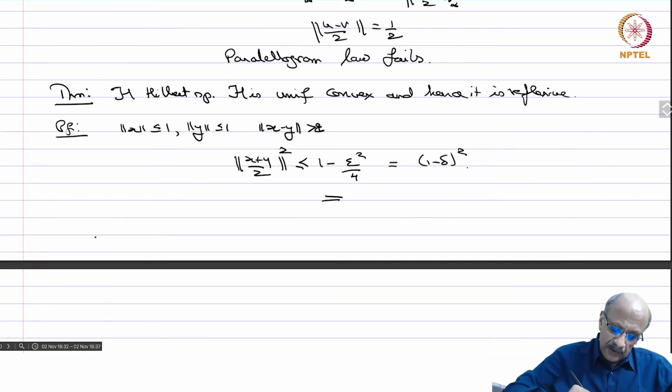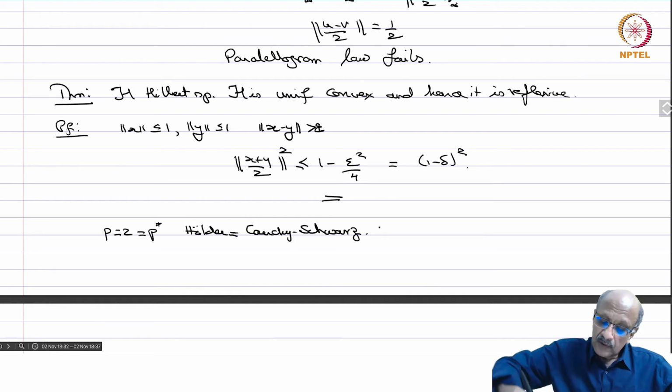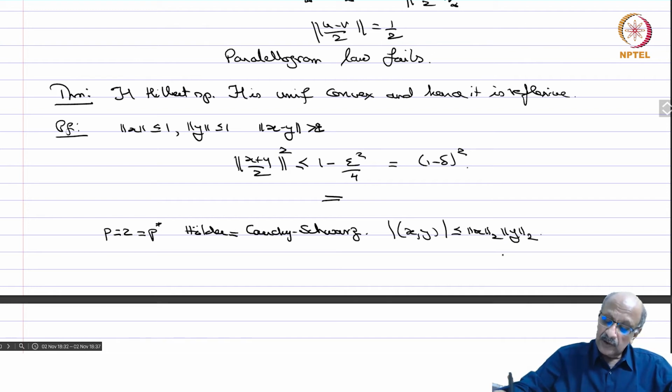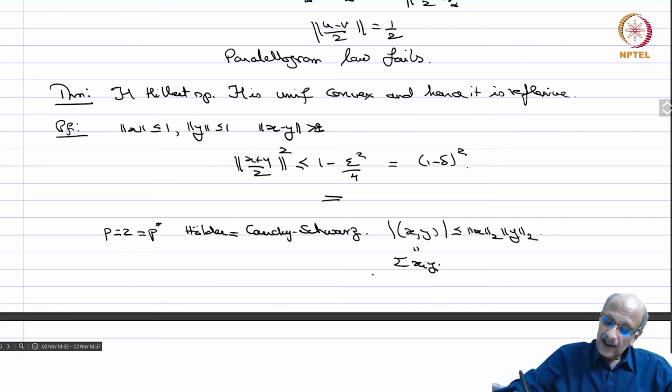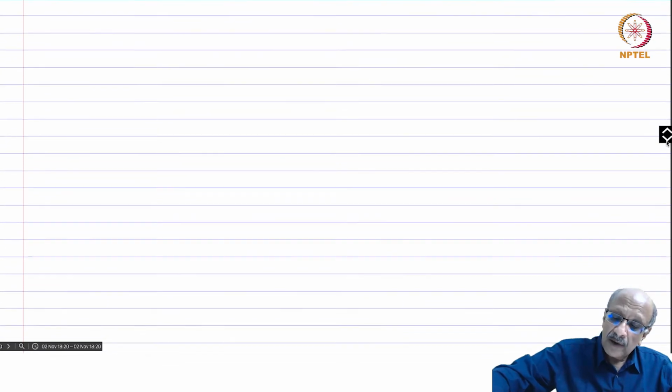Okay, now when we wrote the Holder's inequality, when p equals 2, which is equal to p star, I said Holder is Cauchy-Schwarz. And what does it mean? It is, in the notation which I wrote earlier, the inner product (x, y) is at most norm x 2 times norm y 2. Okay, so this is the Holder inequality applied to p equal to p star equal to 2, and (x, y) is nothing but the sum of x_i y_i, i equals 1 to n, or i equals 1 to infinity, whatever space you are working with.